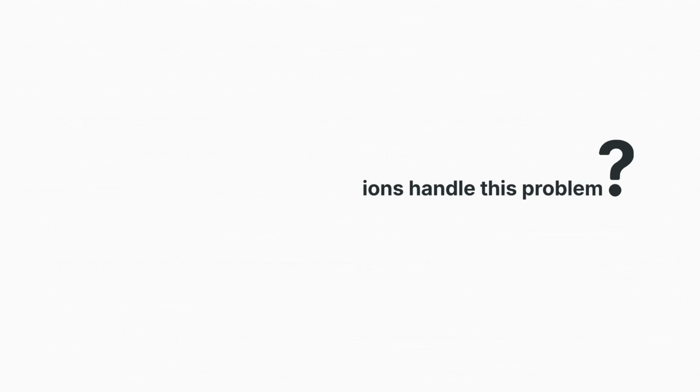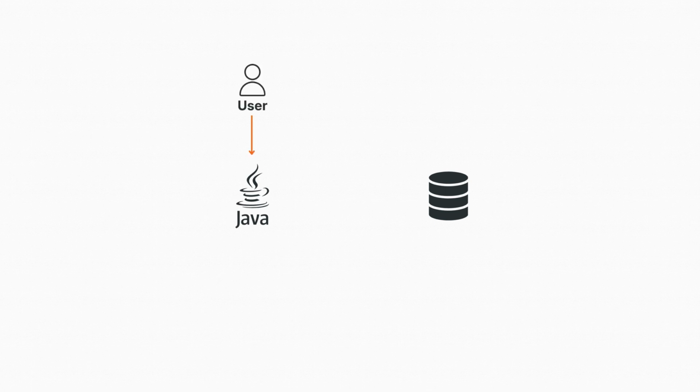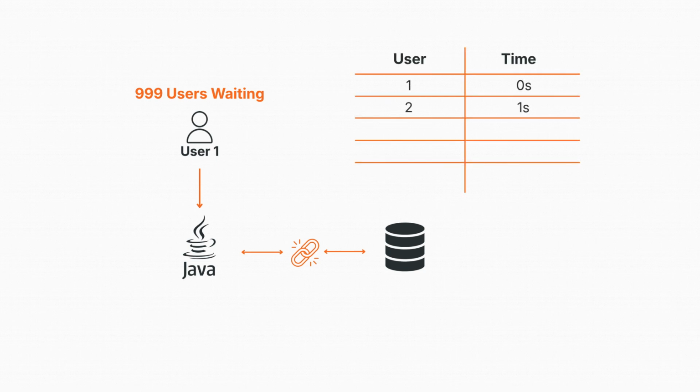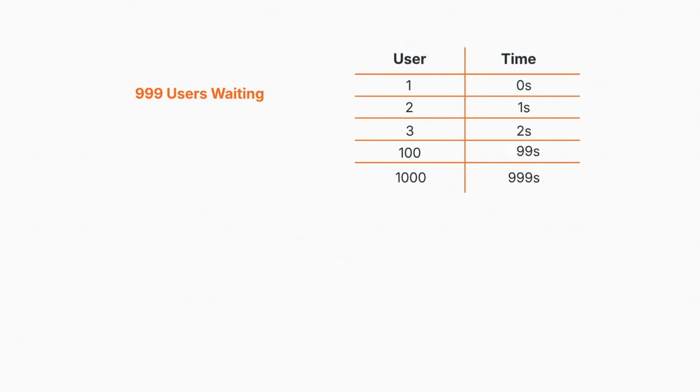Let's find out. Imagine we have a Java application connected to a database. Whenever a request needs data, the application requires a database connection. Now assume 1000 users send requests at the same time. Each operation takes 1 second and the application has only one database connection. User 1 gets the connection immediately, user 2 waits 1 second, user 3 waits 2 seconds, and so on.